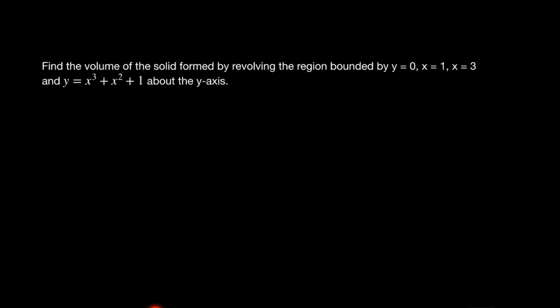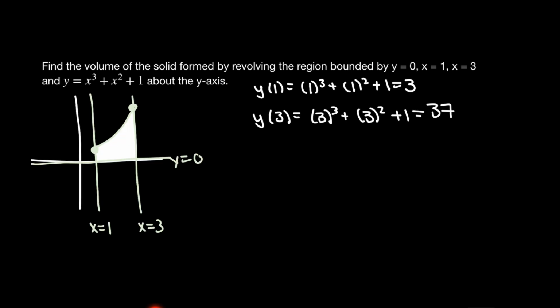Let's see how this works by doing an example. Let's just dive in and see if we can make sense of this. Find the volume of the solid formed by revolving the region bounded by y equals 0, x equals 1, x equals 3, and y equals x cubed plus x squared plus 1 about the y-axis.